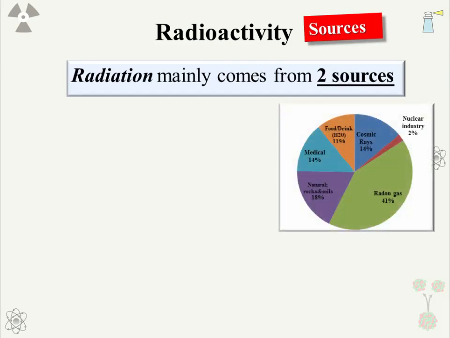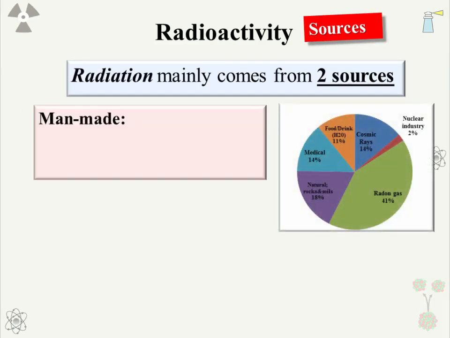Where does radiation come from? Broadly speaking, there are two major sources. There is man-made radiation. This is limited to the past 120 years. Some medical devices use radiation, the most popular being X-rays.